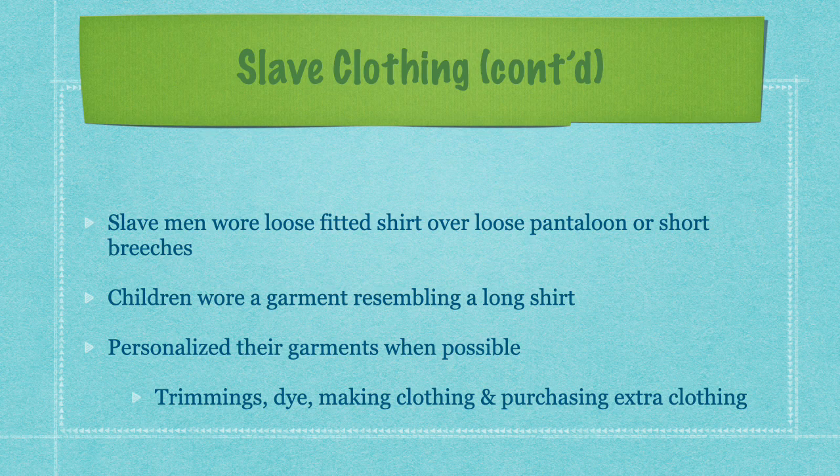Slave men wore loose fitted shirts over their loose pantaloons or short breeches. Children wore a garment resembling a long shirt. Slaves did personalize their garments when possible by using trimmings, dyeing them, or even making their own clothing or purchasing extra clothing.